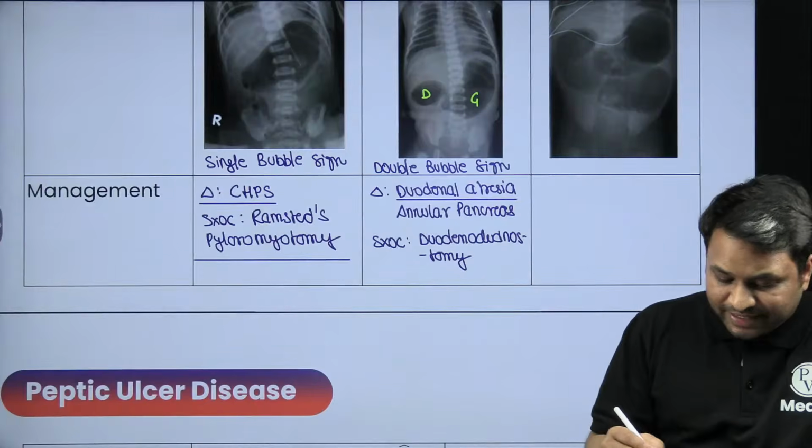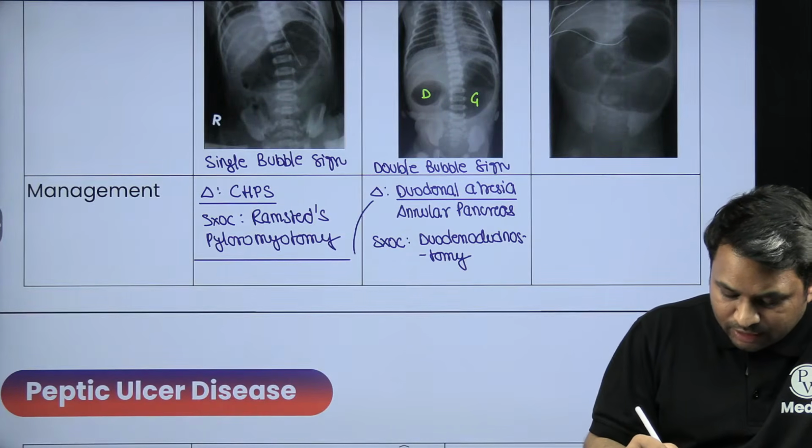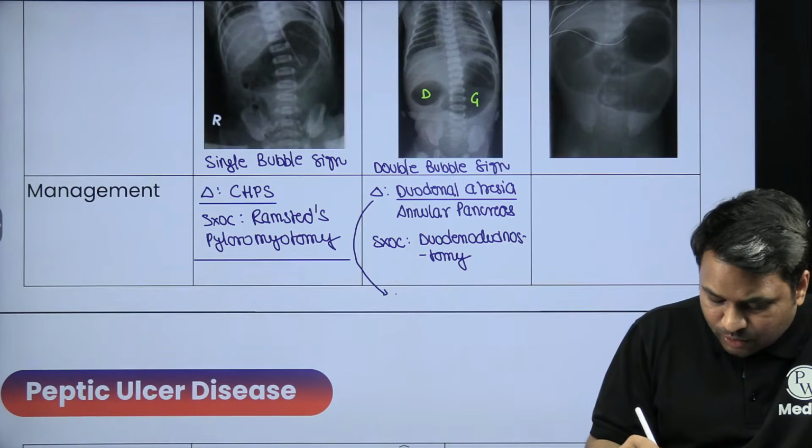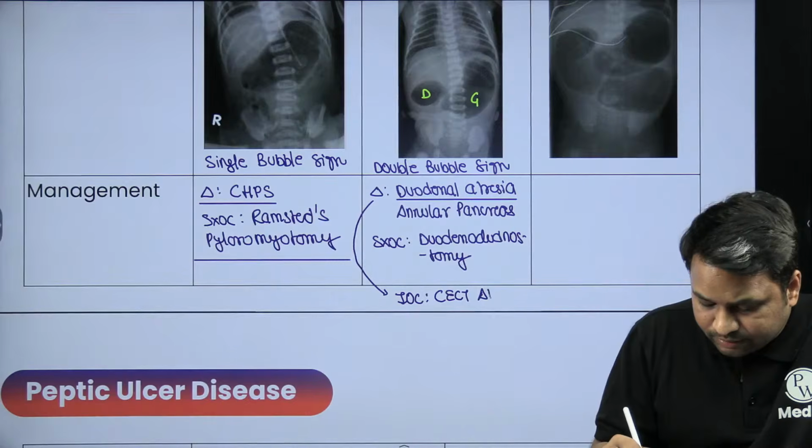But if I say what is the investigation of choice, just for the sake of completion, for duodenal atresia and annular pancreas, if they ask you what is the investigation of choice, then it is going to be contrast CT of the abdomen.